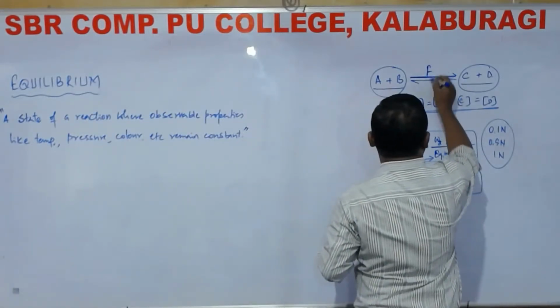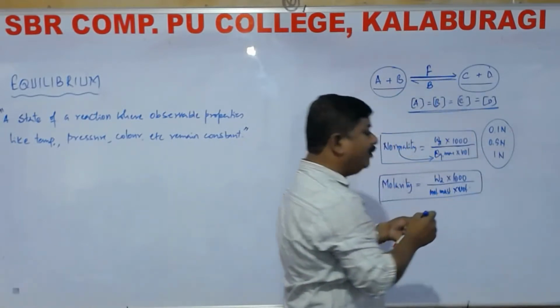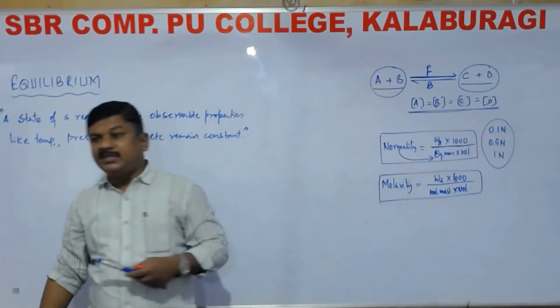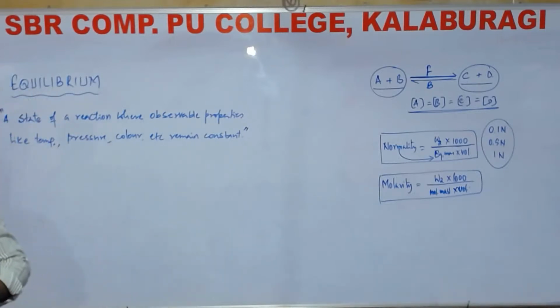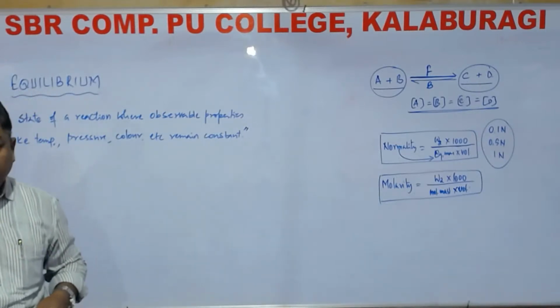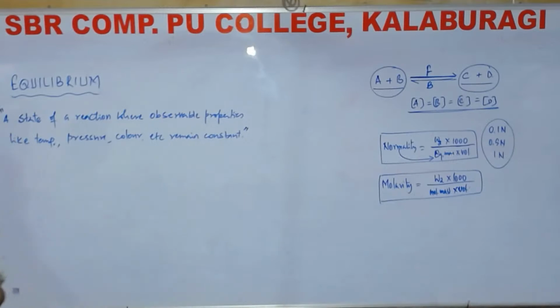This is going to be the forward reaction, this is going to be the backward reaction. At whatever rate the forward reaction is taking place, at the same speed the backward reaction is also taking place. That is the equilibrium in case of different types of chemical processes.